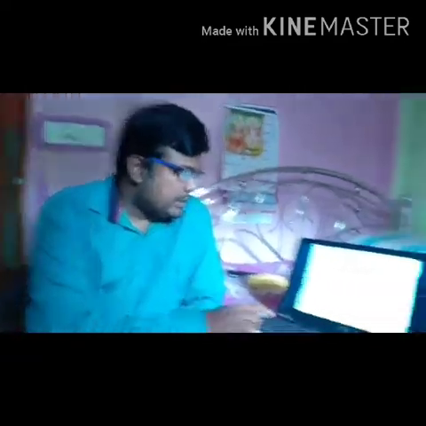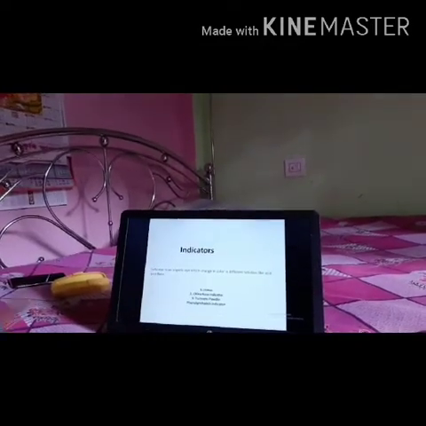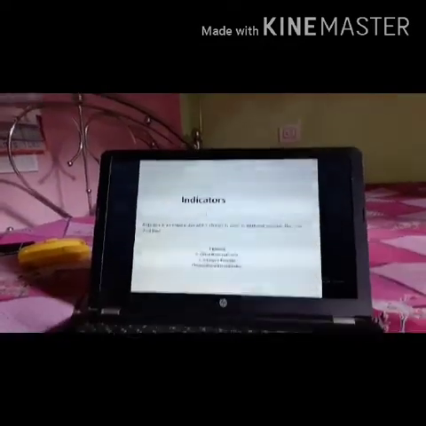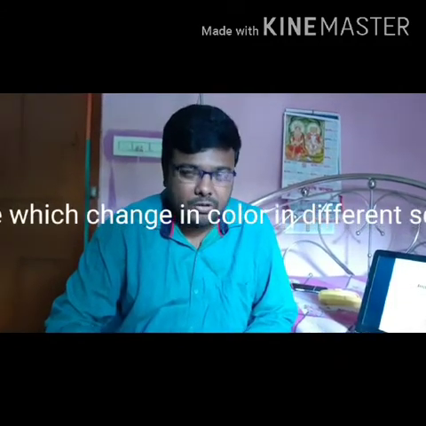Obviously you will be reading whatever textbook is available to you, but in this chapter first we will be discussing acid, base and salt and also related topics. So in class 7 acid, base and salt, first you have to read indicators. Indicators indicate whether a substance is acid or base or salt. That means there is something which can detect whether a solution is acid or base or salt or neutral.